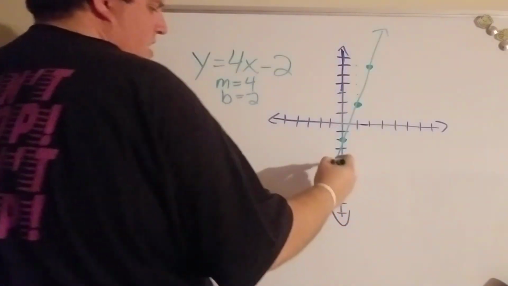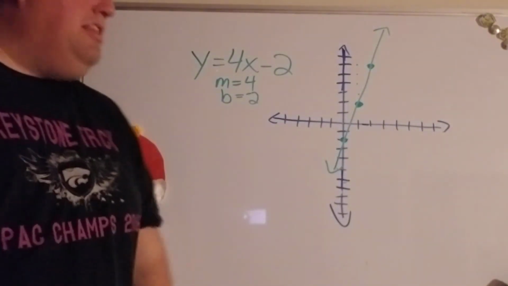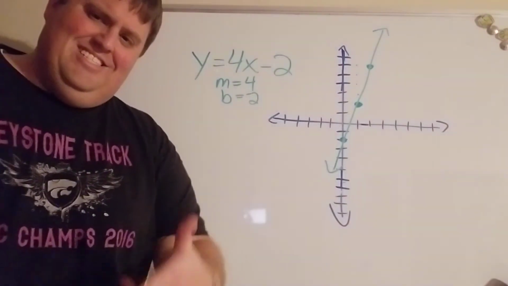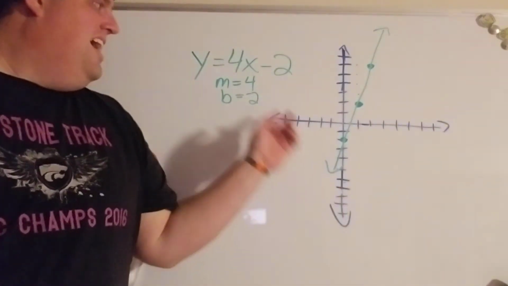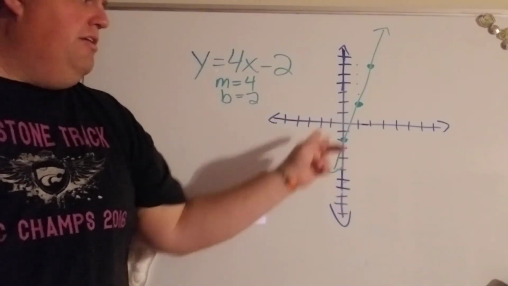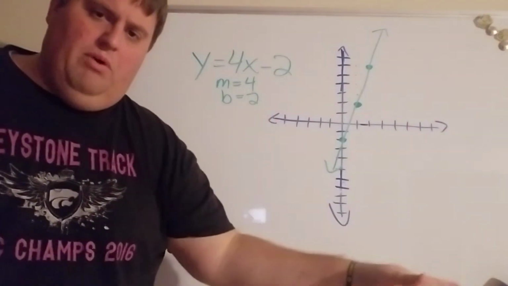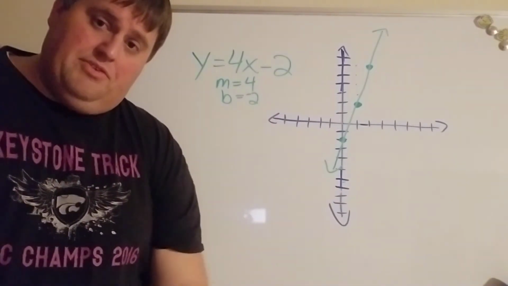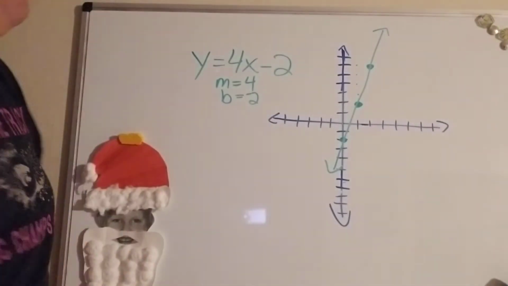There is my line. It's not the straightest line there, but you guys can imagine, right? Here's my line, y equals 4x minus 2. Starts at -2. It goes up 4 over 1, up 4 over 1. Yeah, that's graphing. Let's do one more, okay?